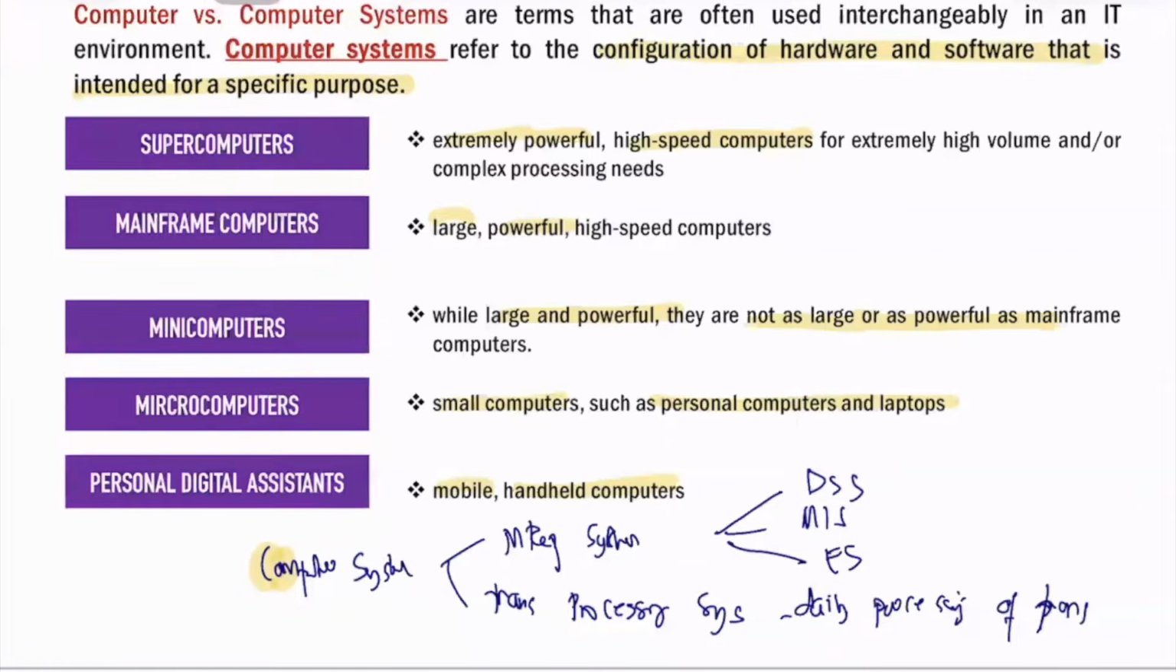So therefore, whenever we talk about your computers, computers mainly are your programmable electronic device. But system talks about your configuration now of your hardware or software for a specific purpose. And what purpose? It's either management reporting system or a transaction processing system.